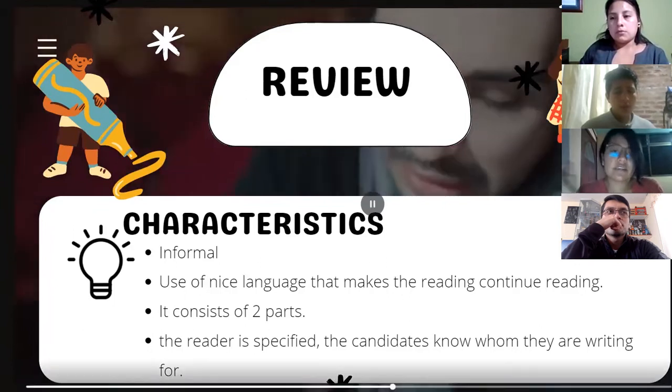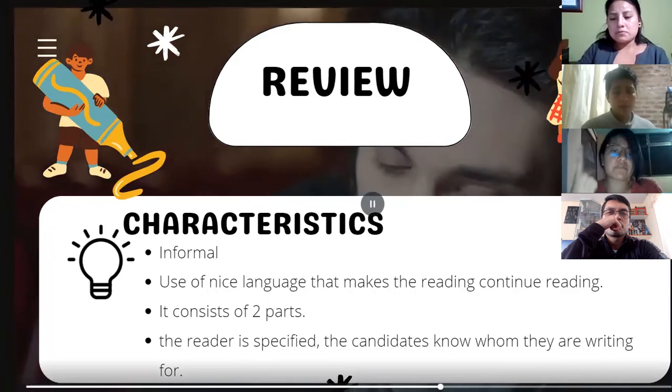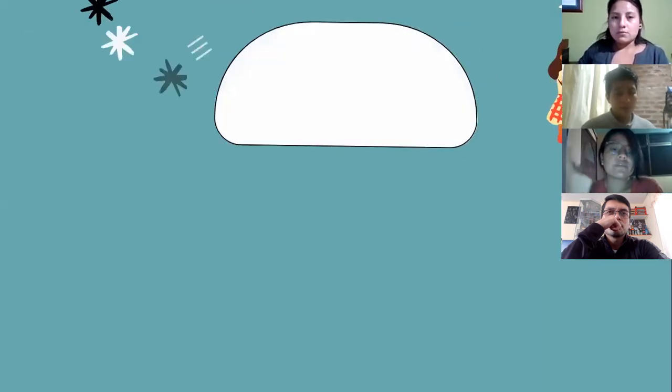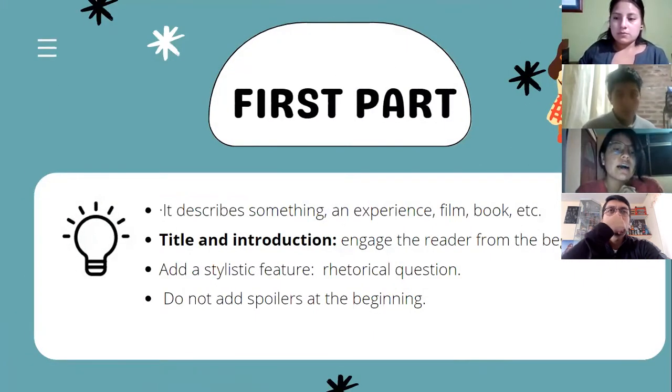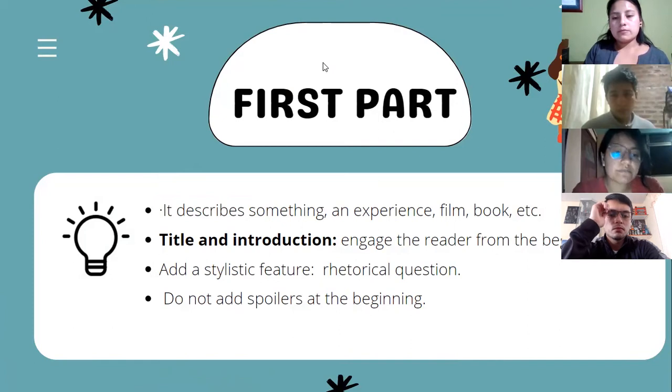In the second slide we have the review, it contains 2 parts. The first part is about to describe something. It could be an experience, a film, a book, etc. The first paragraph is going to be the title and an introduction. In this part, we have to make sure to write something that could engage the reader, for example, a rhetorical question. And we have to make sure not to add spoilers at the beginning.